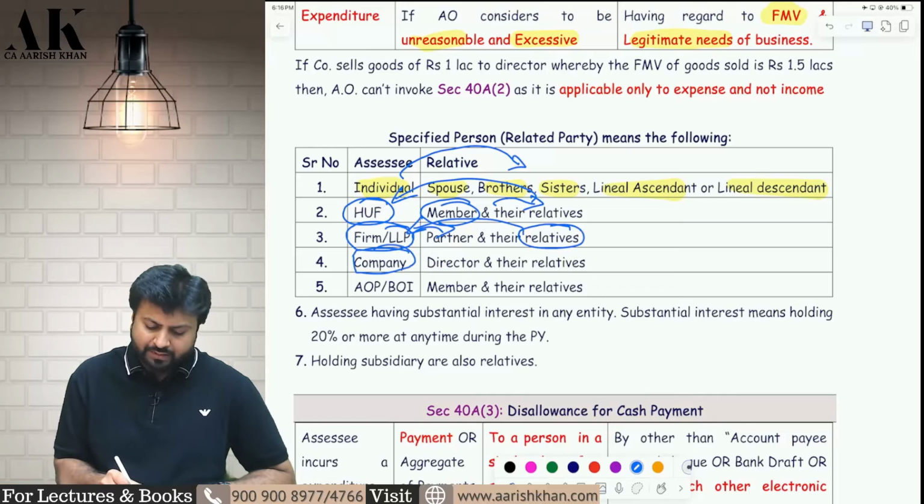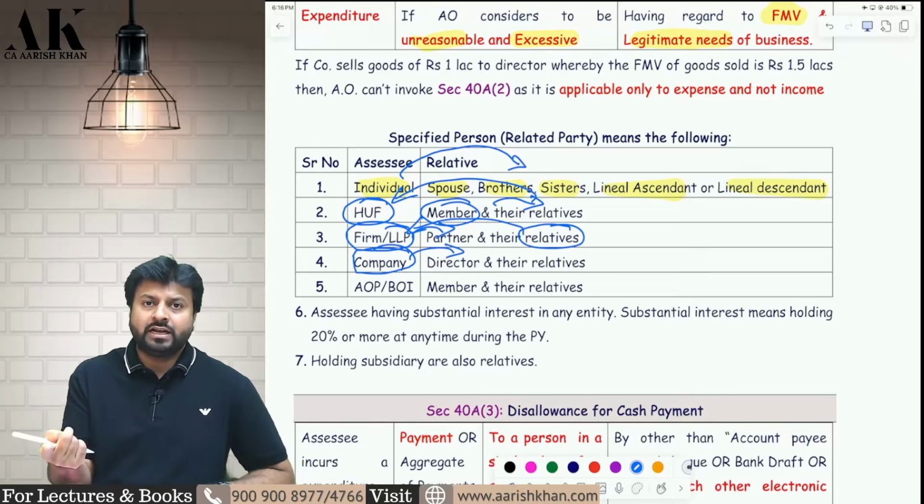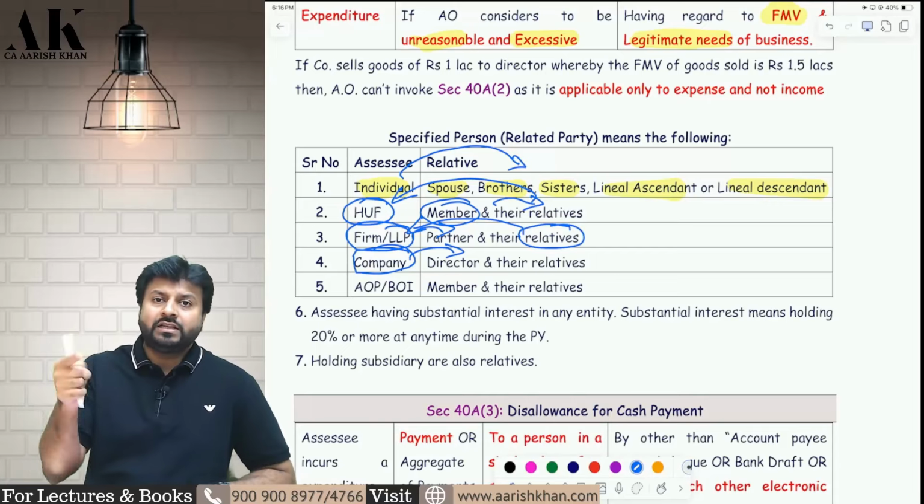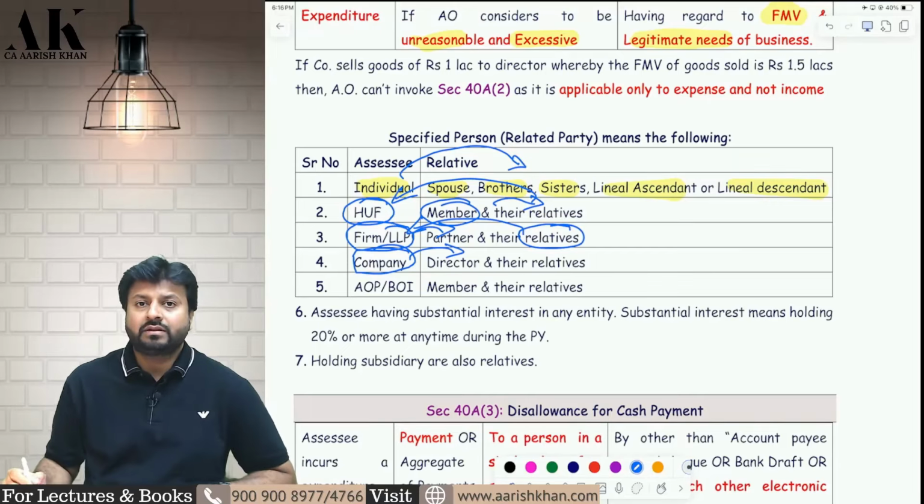Same is the case with a company director. For the company, Mukesh Ambani is a related party. And Nita Ambani, wife of Mukesh Ambani ji, is also a related party for the company. Children of Mukesh Ambani ji are also related parties for the company. So you cannot make excess payment to all of them.